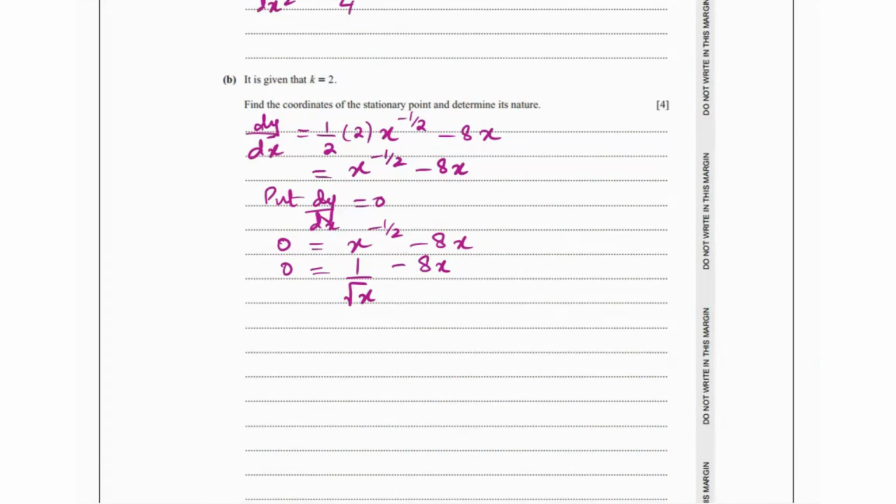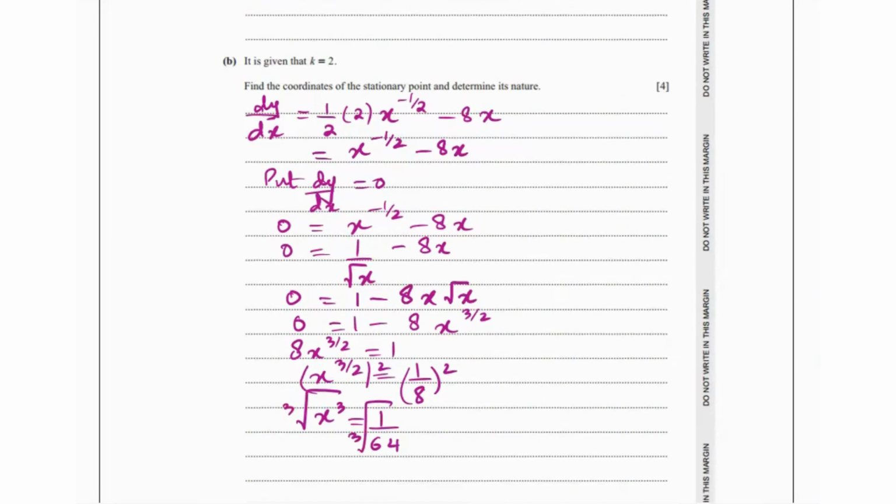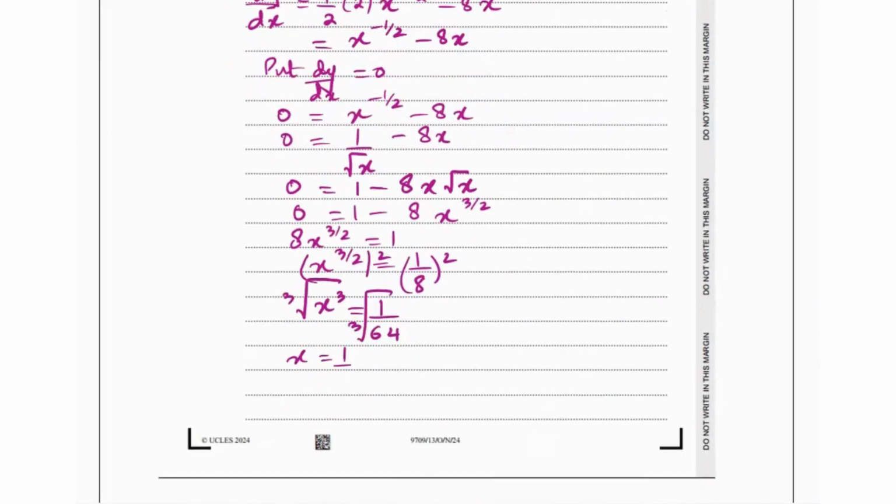Multiply everything by root x, so that's going to be 0 equals 1 minus 8x times root x. So that's going to be 0 equals 1 minus 8 times x to the power of 3 over 2. So 8x to the power of 3 over 2 equals 1. x to the power of 3 over 2 equals 1 over 8. First, we square both sides. So that's x cubed equals 1 over 64. Then we cube root, which gives us x equals 1 over 4.